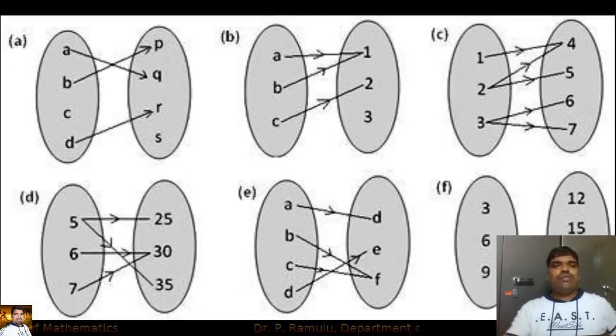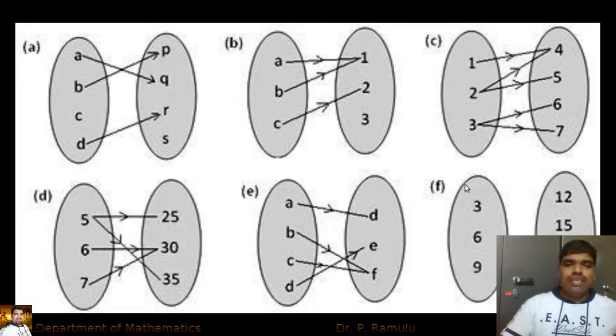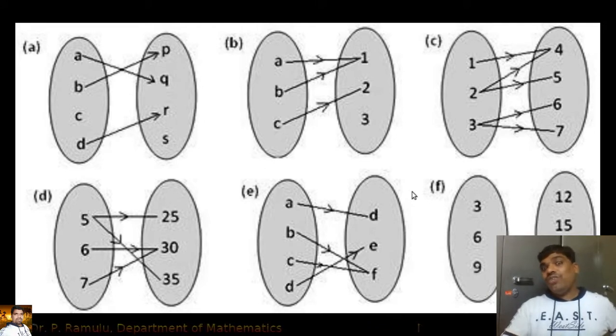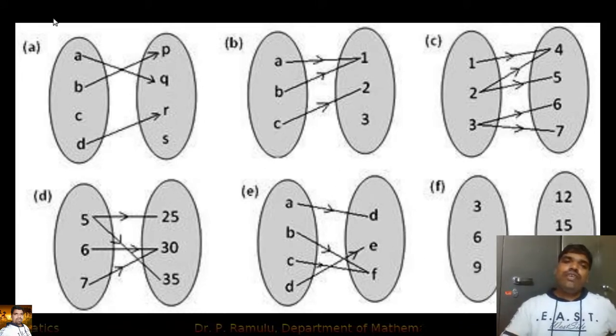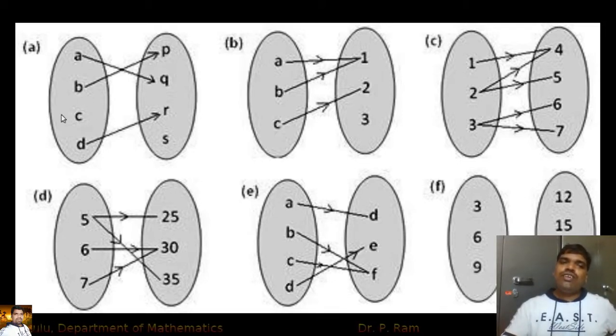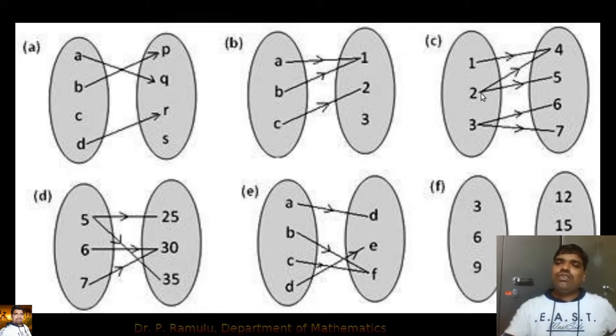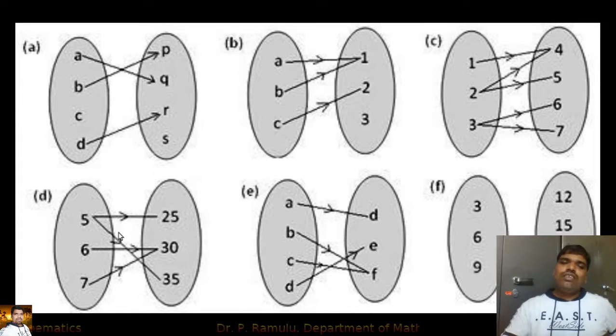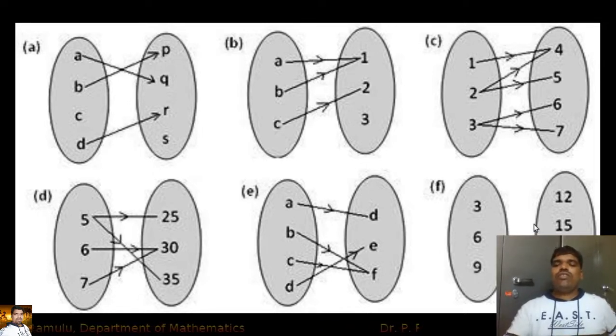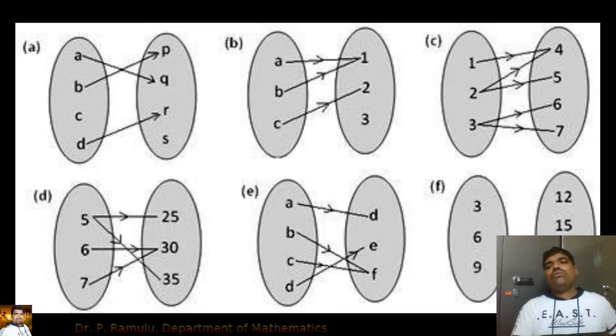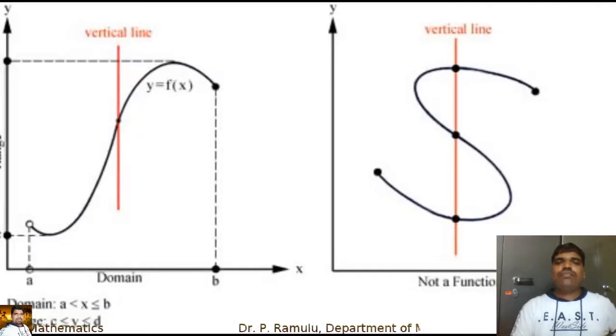So remember, again I am explaining: for every element in A, there exists a unique image in B such that f of x is equal to y. Where an element has no image, it is not a function. Where an element has an image but it is not unique, it is also not a function. So this is how the definition works for diagrams.